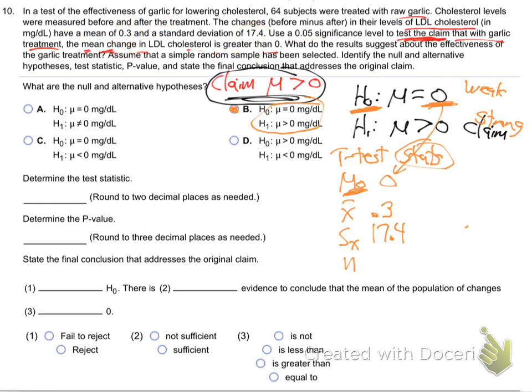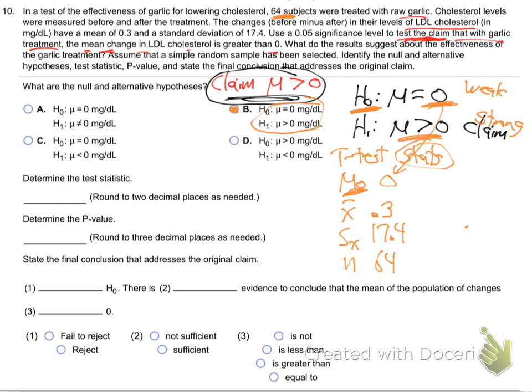Hello, where is that? Oh, I see. 64 subjects. So right there's my N, 64 subjects. So they took 64 people and gave them garlic to see if it'll lower their cholesterol. They're claiming that it'll make a difference.